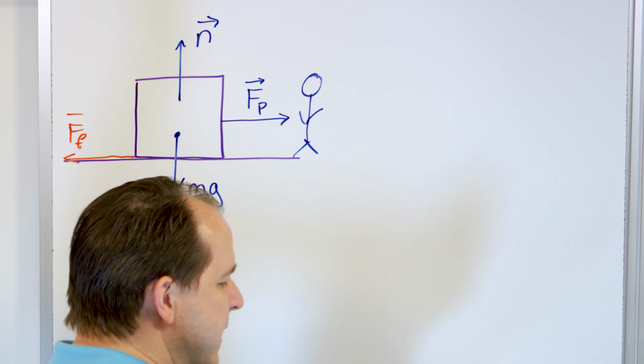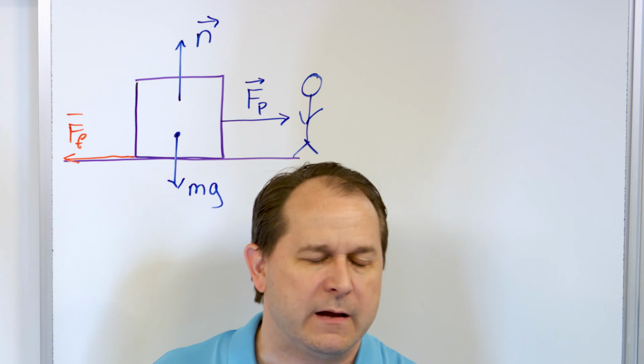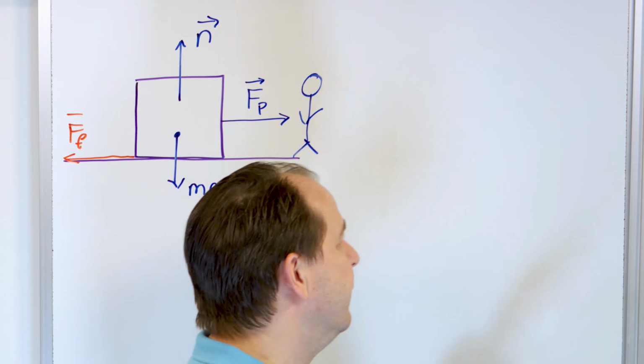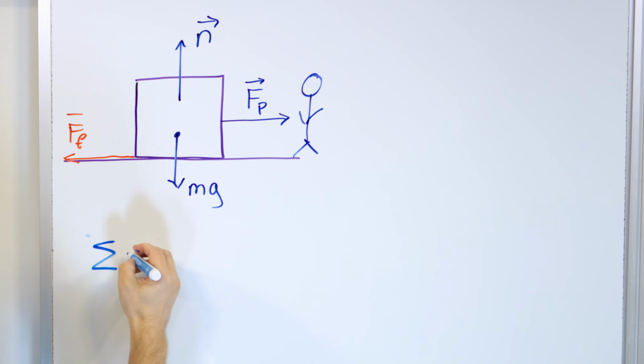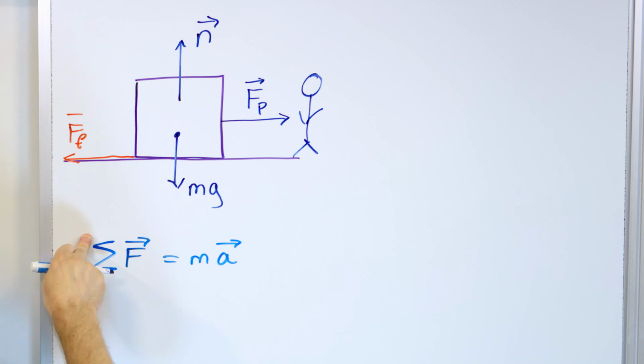Now, it says that a box is dragged across the floor at constant velocity. So it's not accelerating. Constant velocity means acceleration is 0. So we know that for any object, the sum of the forces acting on it is equal to the mass times the acceleration. They don't tell you this in the problem.